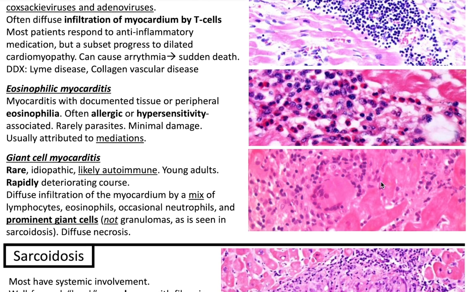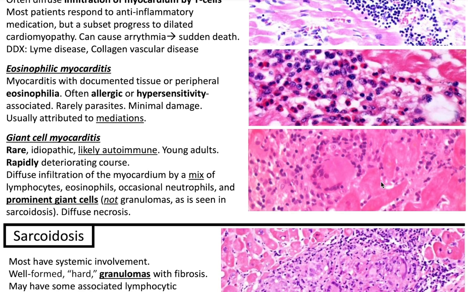Giant cell myocarditis. This is rare, idiopathic, likely autoimmune, and generally seen in young adults. You'll have a rapidly deteriorating course. Histologically, you'll see diffuse infiltration of the myocardium by a mix of lymphocytes, eosinophils, occasional neutrophils, and prominent giant cells. These are not granulomas as seen in sarcoidosis, and you can have diffuse necrosis.